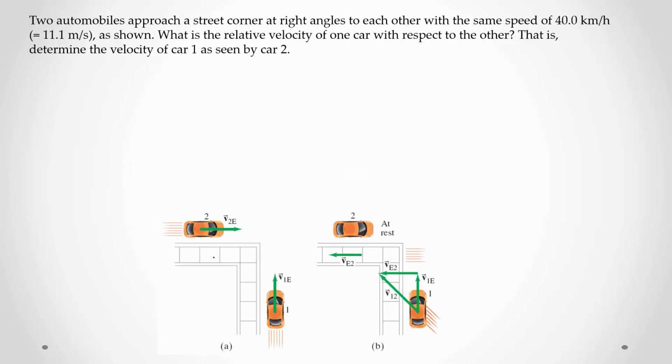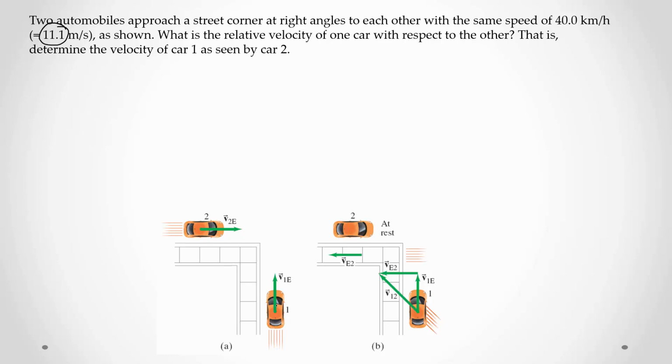Okay, one more example. Here we have two cars approaching an intersection, and they're both going the same speed, 40 kilometers per hour, or just over 11 meters per second. And we want to know what is the velocity of one car relative to the other. In this case, car 2. What does car 2 say about the velocity of car 1?